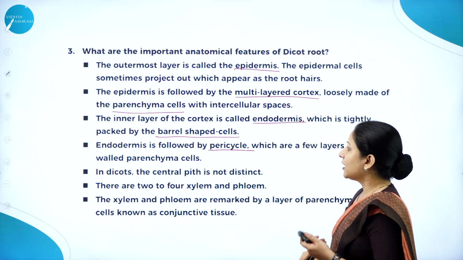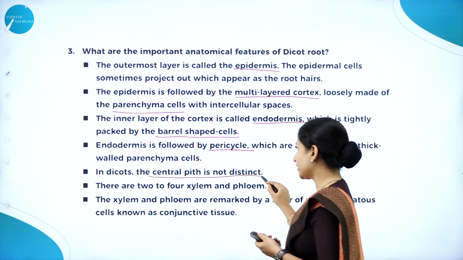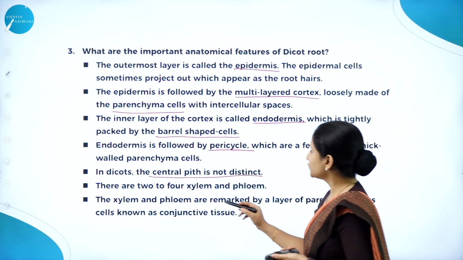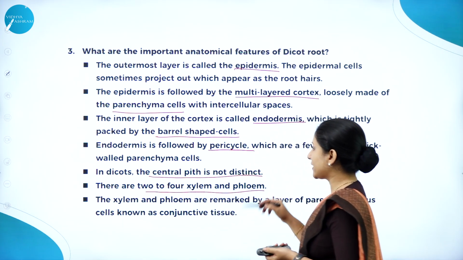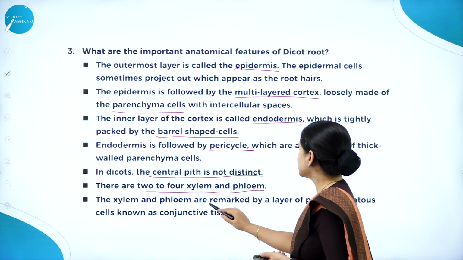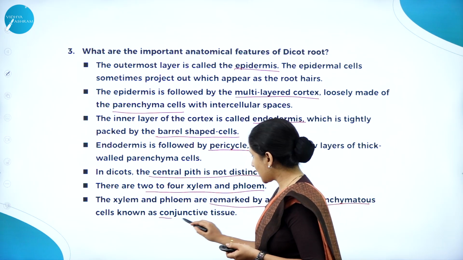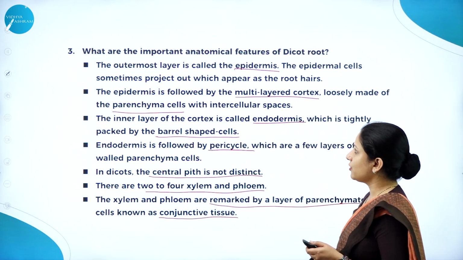And below the endodermis what is present? Pericycle is present, and below the pericycle it has a central pith which is not that distinct, and it has 2 to 4 xylem and phloem patches. These xylem and phloem patches are separated by a layer of parenchymatous cells, and that is known as conjunctive tissue. So much you have to write.